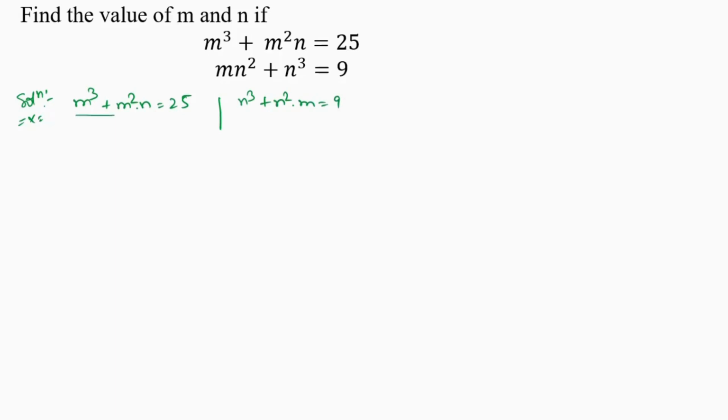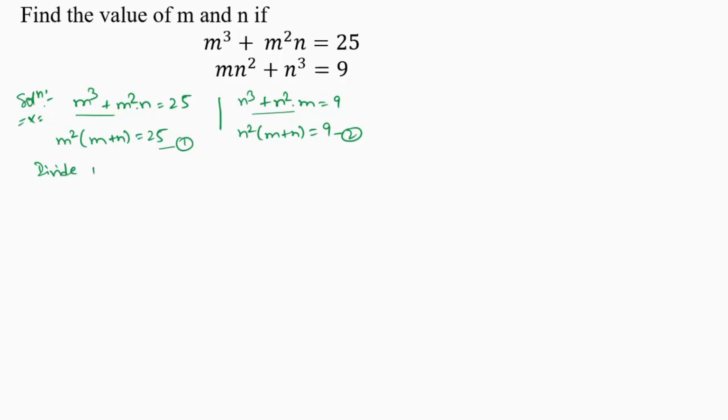So we can take m square common from this. So we get m square times (m plus n) equals 25, and similarly from this we can take n square common, so we get n square times (m plus n) equals 9. Now name this equation as 1 and name this equation as 2.